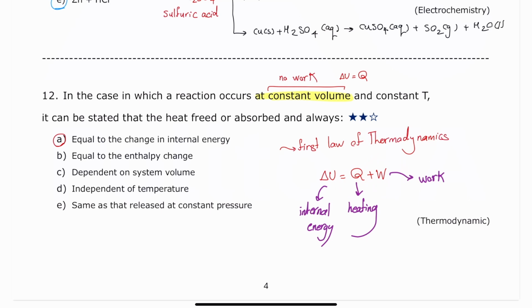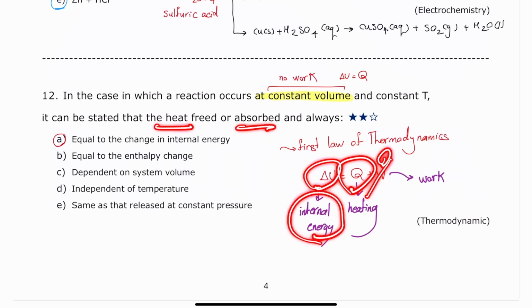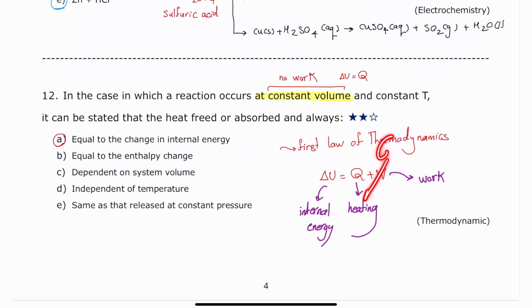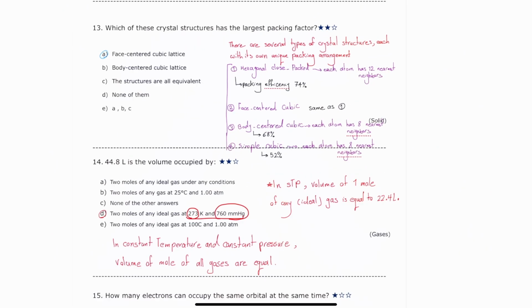And here, since there is constant volume, which states that work is 0, if there is heat being freed or absorbed, Q is the heating. It means this is the only way of changing the internal energy since work equals 0. This would correspond to answer A, the best solution for this.